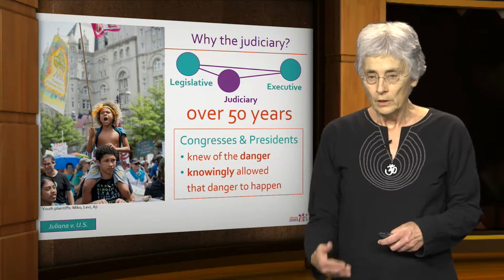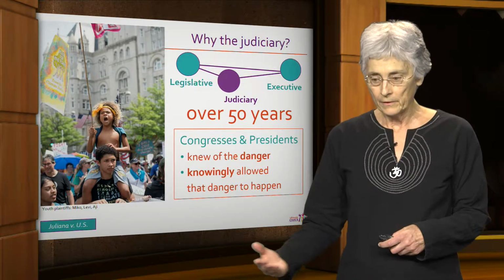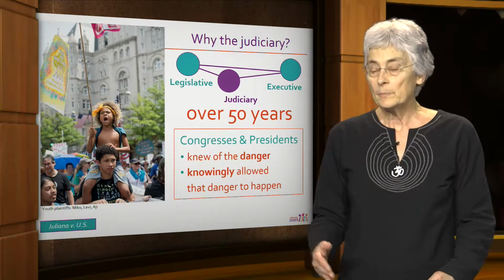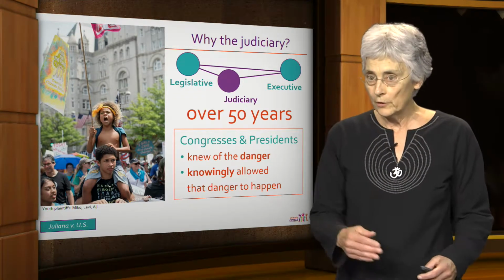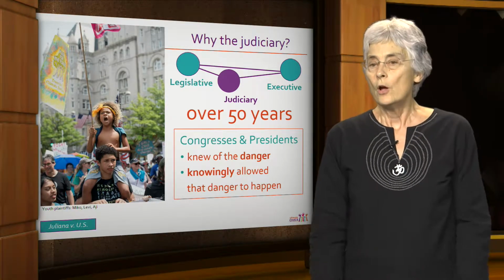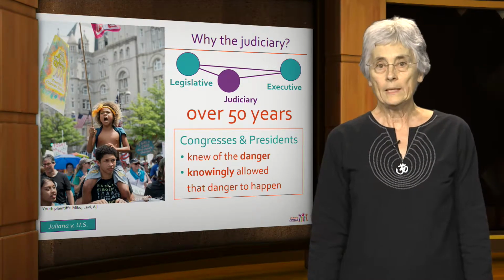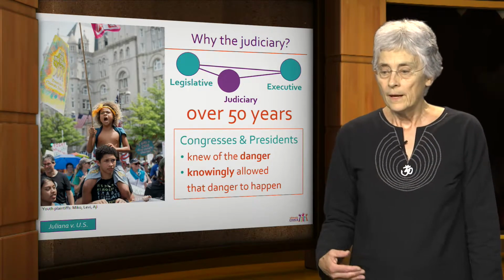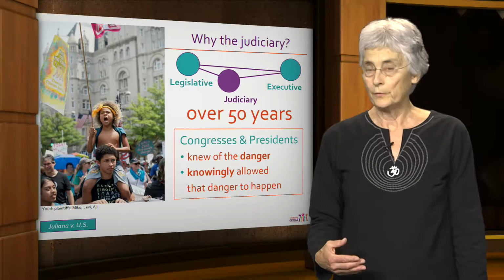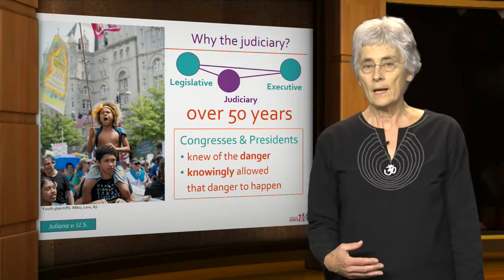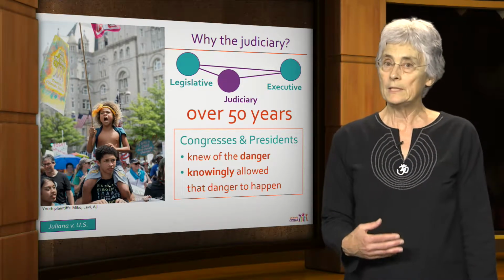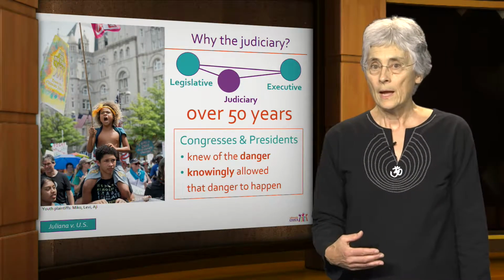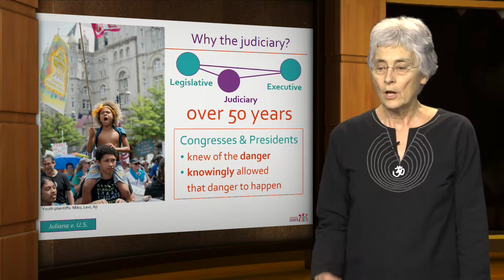The federal youth who are suing the government have decided that this has been going on for over 50 years with different Congresses and different presidents. They knew of the danger and they knowingly allowed that danger to happen. The danger being that burning of fossil fuels has increased carbon dioxide in our atmosphere to levels that have destabilized our climate system and also polluted our atmosphere.